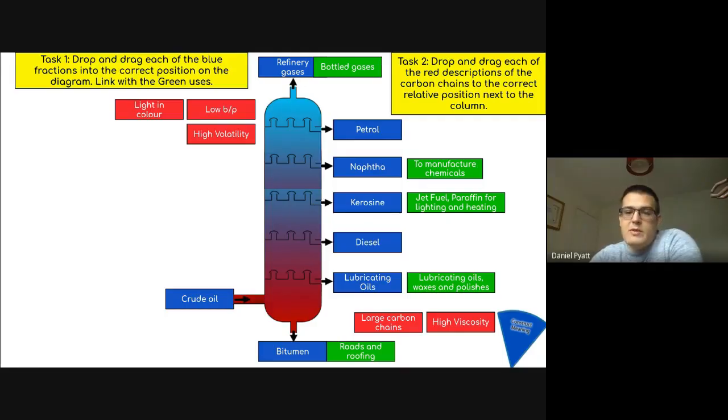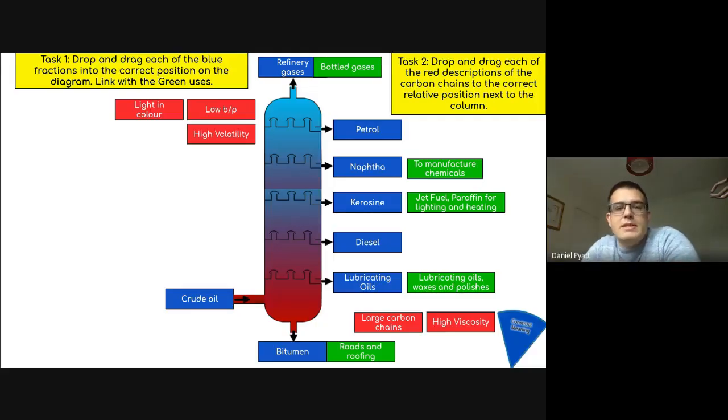Lubricating oils, the clue is in the name. We use them for lubrication, typically in engines. So if you've got a very hot environment like a car engine, but you don't want the oils to burn, you need something with a low volatility, and therefore you need a long chain molecule to act as that lubricating oil. And bitumen we use for roads and roofing.